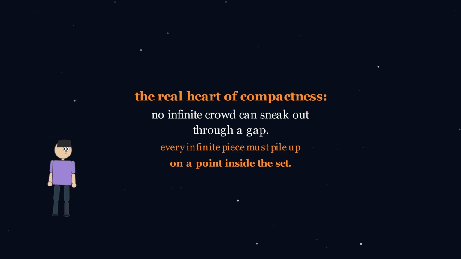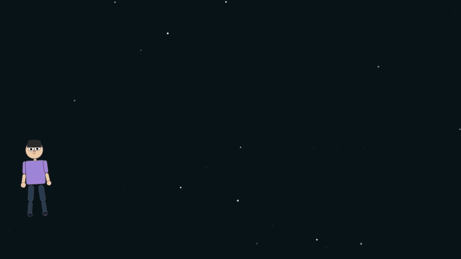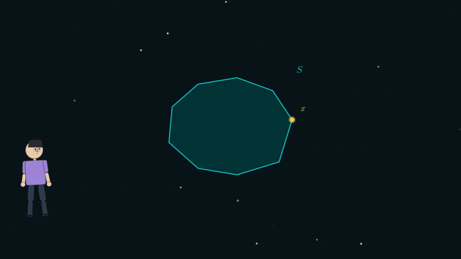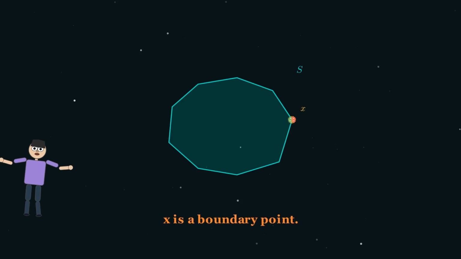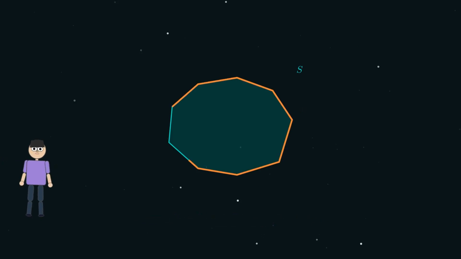One last idea, and it wraps the edge up beautifully. The boundary. Stand on a single point and look at every tiny ball around you. If every one of those balls straddles the fence, catching at least one point of the set, and at least one point of the outside, then you are a boundary point. You are sitting right on the dividing line. The boundary of a set is just all of those fence-sitting points gathered together. And the boundary is always a closed set. It owns its whole edge.